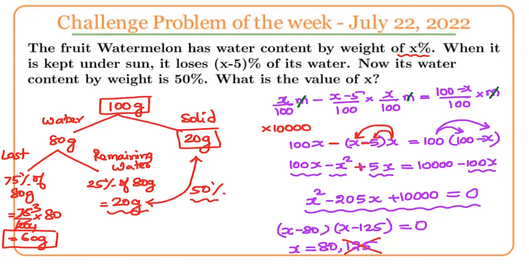Now this 50% is for the new weight of the fruit, not the original 100 grams. The fruit is no longer 100 grams now, it's only 40 grams because 60 grams of water is lost. In that 40 grams, the water content that is remaining is equal to the solid content that is remaining. Both of them are 20 grams. So that confirms that our answer is correct.